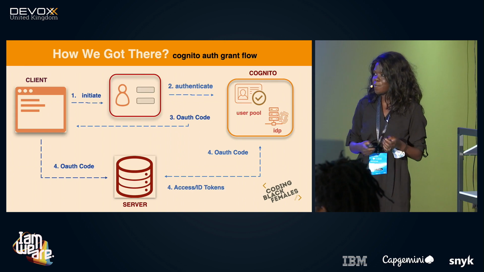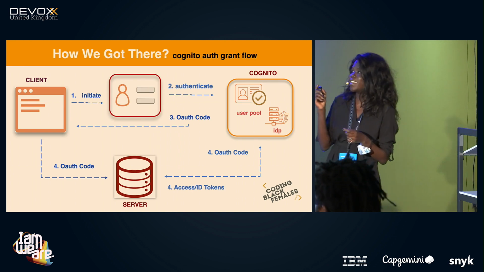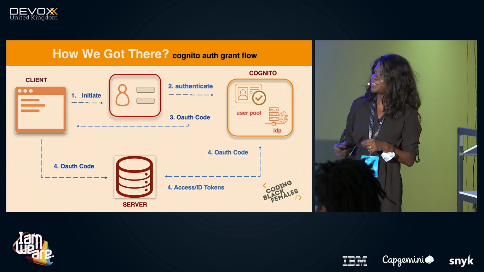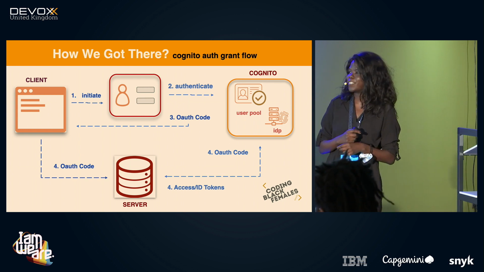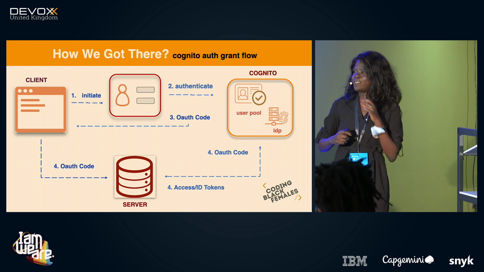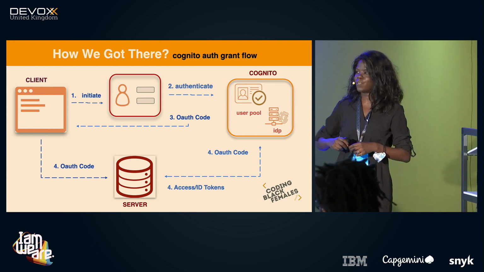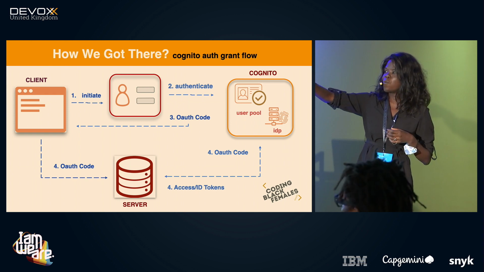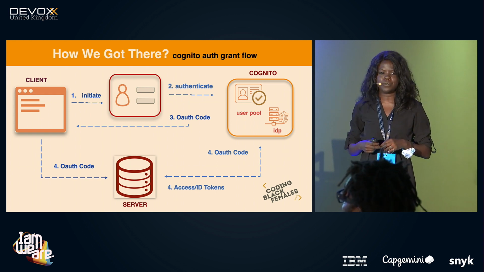So what does the flow look like inside an AWS Cognito authorization grant flow? So again, we used everything that was out of the box. So when somebody came to our web application, we would redirect them to a hosted UI.